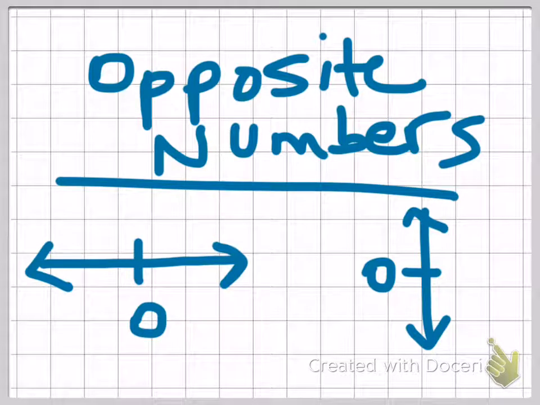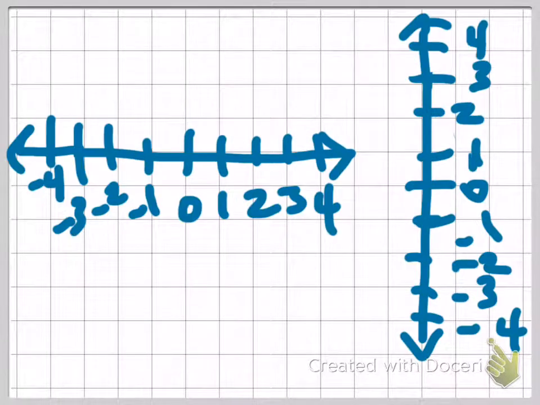We are going to be reviewing opposite numbers. What is the starting position on both number lines? It's going to be 0. What is the whole number that you see on both number lines? So the whole numbers you see on the number lines are 4, and we see a -4.